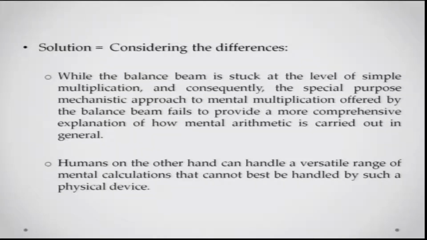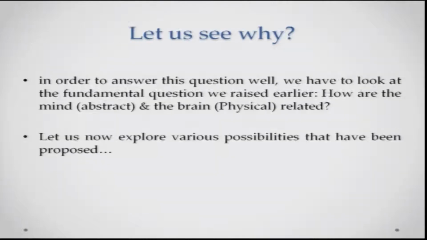Humans on the other hand can handle a versatile range of calculations. We do a lot of different calculations, and those calculations cannot be handled by simple physical devices such as the balance beam. So there is some merit to actually have this cognitive explanation of human behavior. We will go ahead and see how.